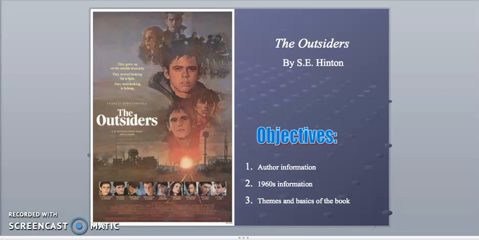Today what I'm going to be going over with you guys is our introduction to The Outsiders, which is the novel that we are going to be reading this quarter. Obviously, we're not meeting in person, but this novel is available for free online, so I'm going to be posting the link to the novel in your Google Classroom so you have access to it.